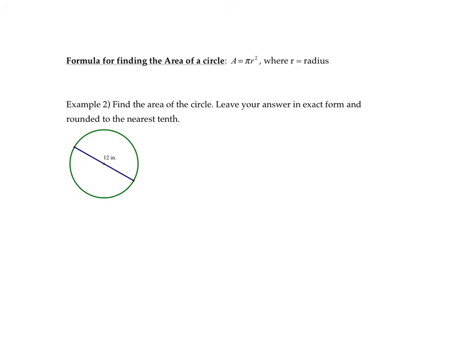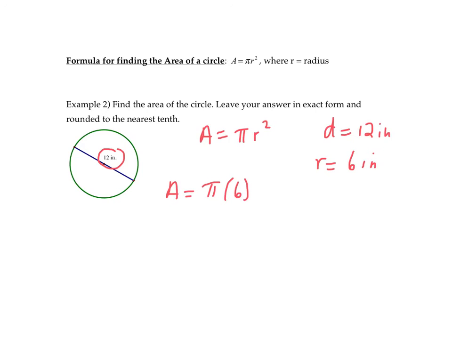Next we're going to take a look at the formula for finding the area of a circle. Area equals pi times the radius squared, or pi r squared, where r equals the radius. So in our second example, we want to find the area of the circle. Keep in mind, we want to use pi times r squared, and in this particular circle, we're given the diameter. So if the diameter equals 12 inches, the radius equals half of that, or 6 inches. So you have pi times 6 squared. Only the radius gets squared. So 6 squared is 36 pi.